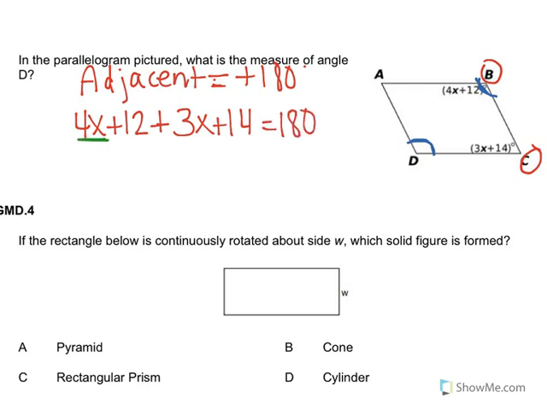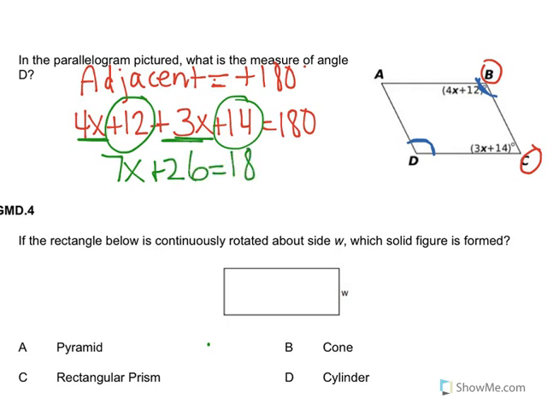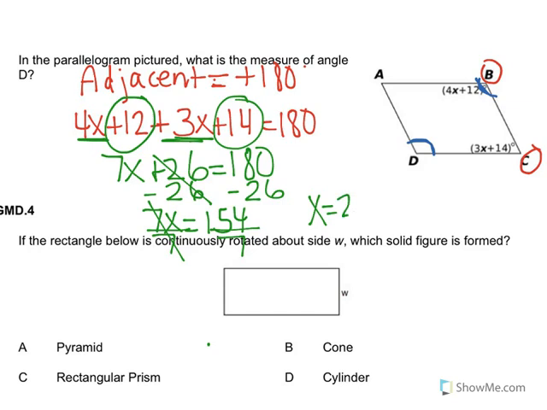I'm going to combine my like terms. Now you don't have to add or subtract them because they're on the same side of the equal sign. So 4 plus 3 is 7, so I have 7x. 12 plus 14 is 26. So again, don't add or subtract. They're not on different sides of the equal sign. They're on the same side. Subtract 26 from both sides. So I have 7x is equal to 154. And then we're going to divide by 7. And I get that x is 22.